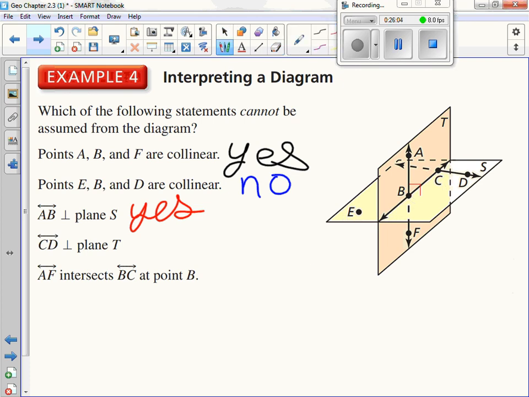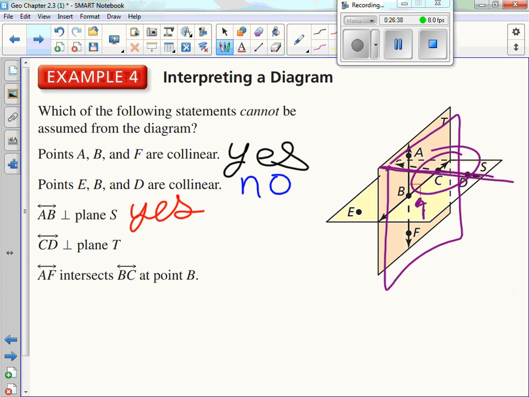CD is perpendicular to plane T. What do you think, Caleb? So perpendicular means right angle, yes? They make a 90-degree angle. So where's CD? Here. Plane T? Is there anything that states that they are making a right angle? Well, they don't tell us much at their intersection, do they?